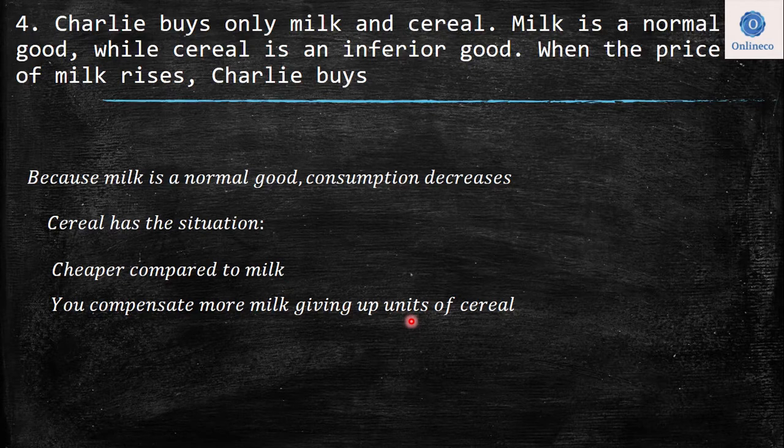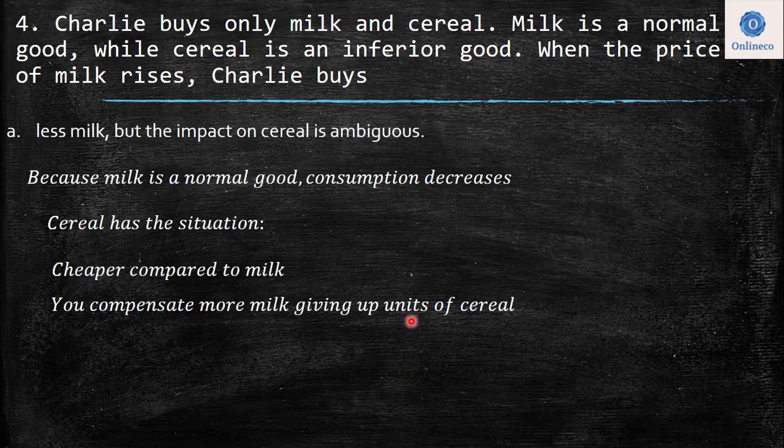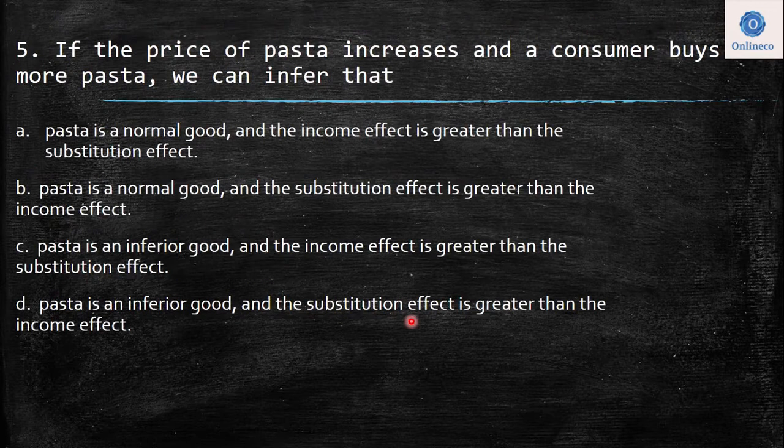Then we can infer what is the situation of the other good. So then there should be less milk, but the impact on cereal is ambiguous. 5. If the price of pasta increases and the consumer buys more pasta, we can infer that pasta is a normal good and the income effect is greater than the substitution effect.